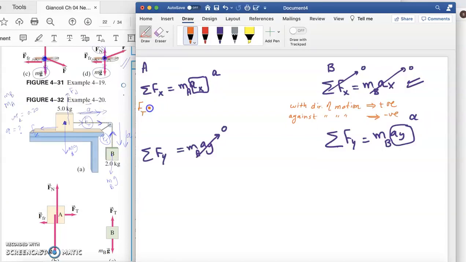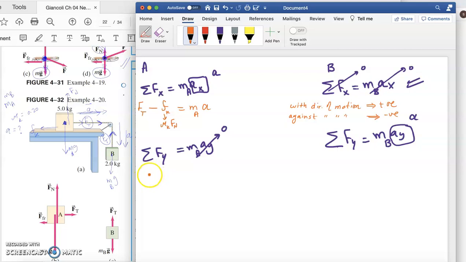So we say Ft minus Fk, with against, is equal to the mass of object A times the acceleration of the system. Good. We got the first equation. Well, we can go one step further. What is Fk? It is mu k times Fn, which we don't know yet. Let's come to the y forces.